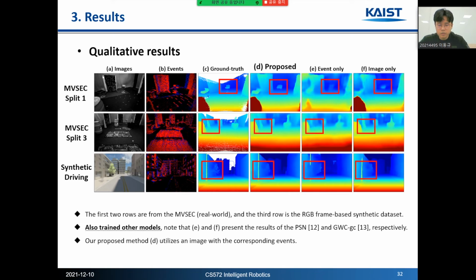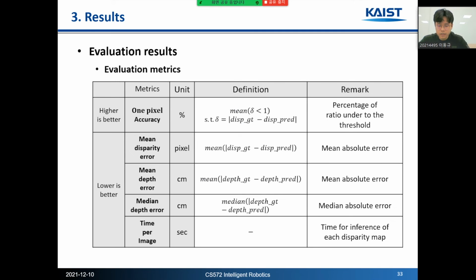This is the qualitative result. As you can see at D, by using event and image together, a disparity map that effectively distinguishes the shape and edge of an object can be created. And disparity is well obtained not only in real data, but also in virtual data. As evaluation metrics, one pixel accuracy, mean disparity error, mean depth error, and median depth error, which are mainly used in stereo matching, were used.